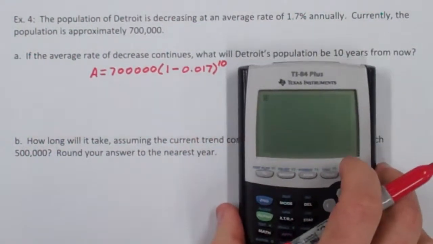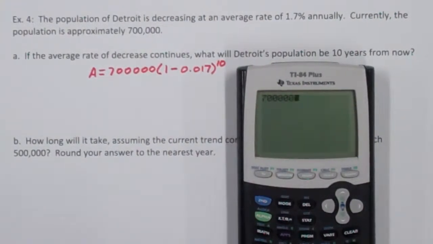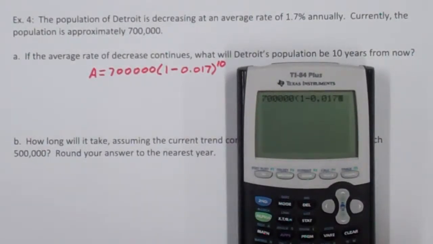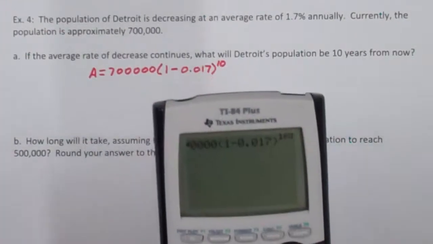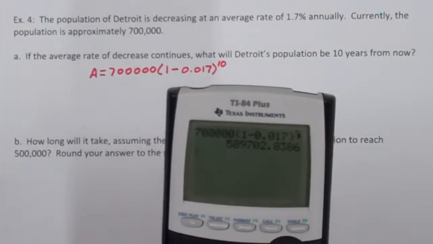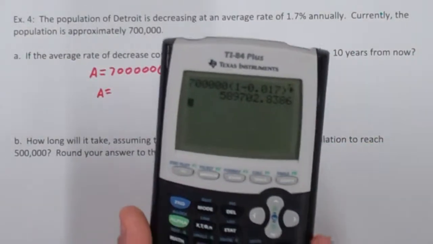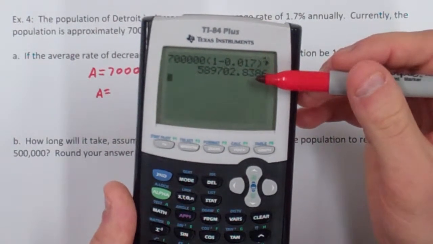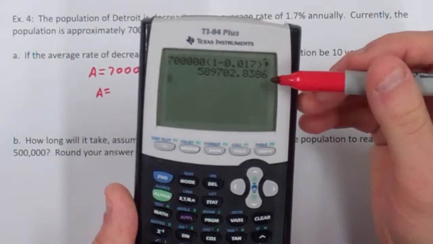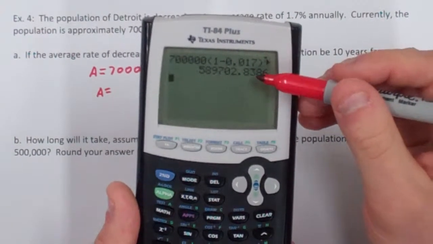We can go ahead and just type this in the calculator. So this is 700,000 times 1 minus 0.017, and that's being raised to the 10th power. And all we need to do is hit enter, and we're given our approximate value. Now this is decreasing, so just prior to this there would have been 589,703 people. And I would go ahead and round up in this case.